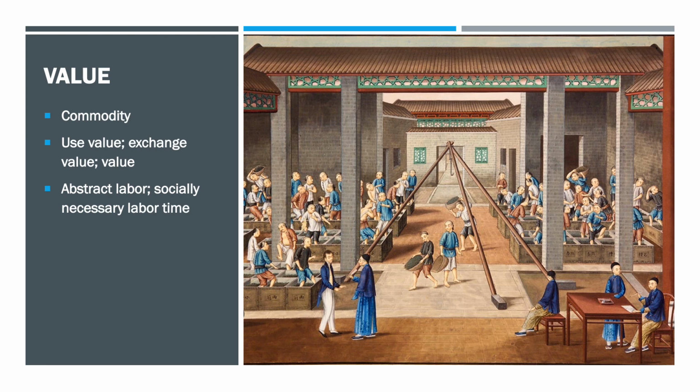As a material thing, a commodity is both a use value and a material crystallization of the structure of human relations based on the mode of production. Its value is determined by the socially recognized or socially necessary abstract labor time required for its production.